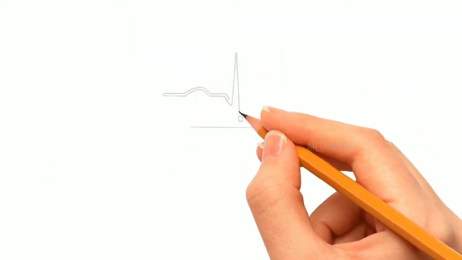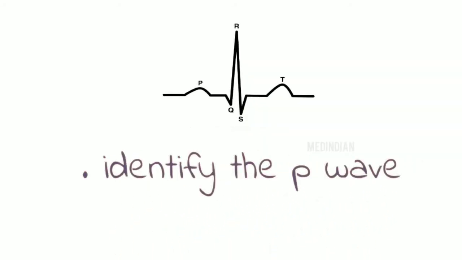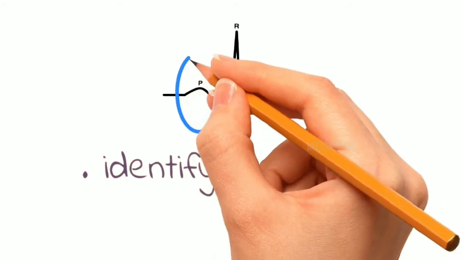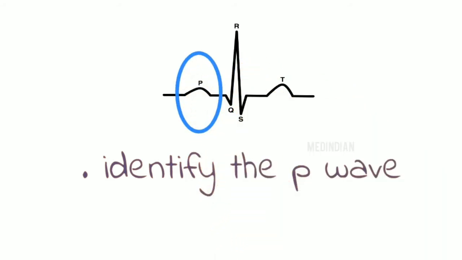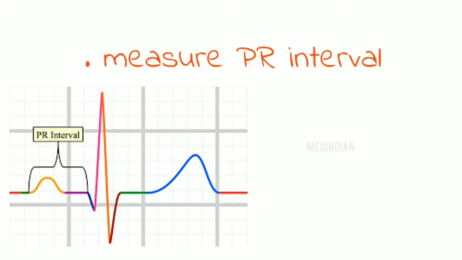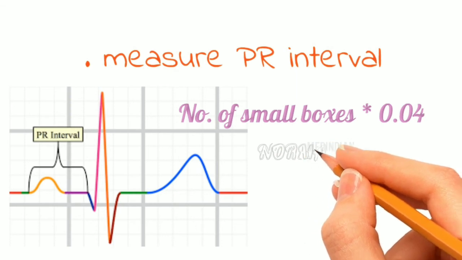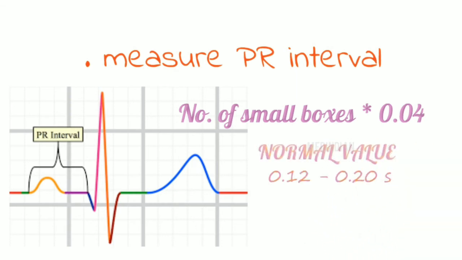Now let's go step by step. First and foremost, we should identify and examine the P wave. So we have the P wave here. It is present and upright. Next, we have to measure the PR interval. The PR interval is the distance between the beginning of the P wave and the QRS complex. Now, count the number of small boxes within the distance and multiply it by 0.04. We'll get the PR interval. The normal value ranges from 0.12 to 0.20 seconds. Anything greater than 0.20 seconds indicates dysrhythmia, etc.